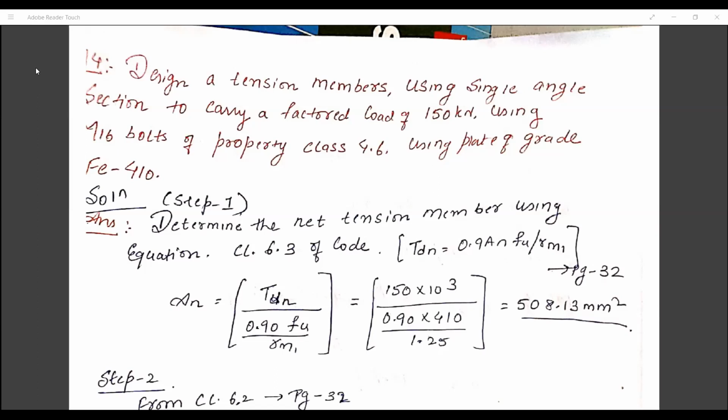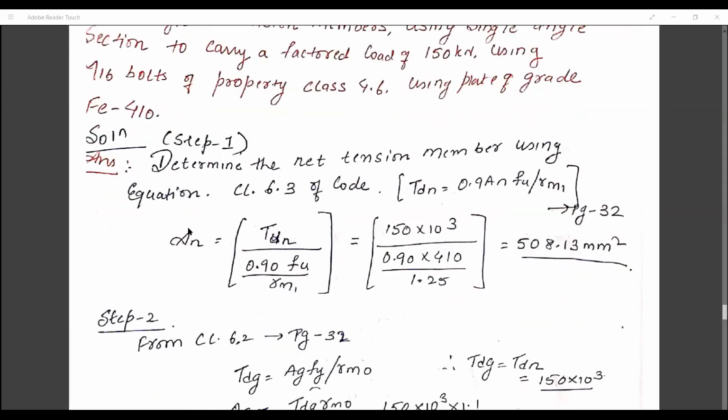See here, already factored load is given, 150 kilonewton. No need to multiply by 1.5. If only axial load was given, then you need to multiply by 1.5. But in our problem, the factored load is already given, so no need to multiply. So now, step one is to determine the net tension member using the equation.